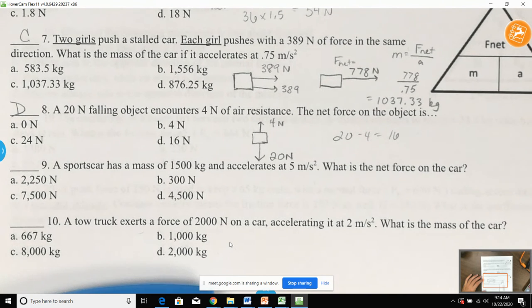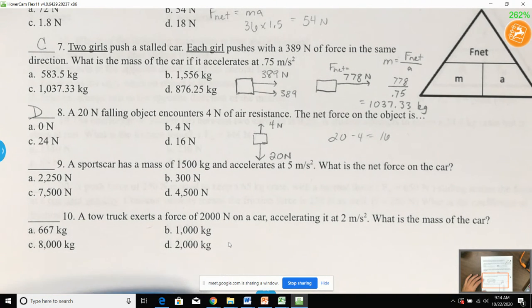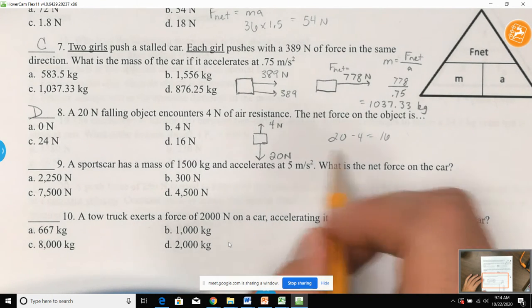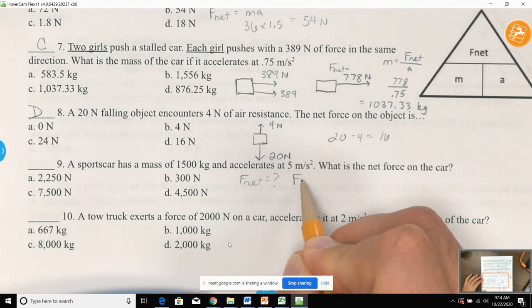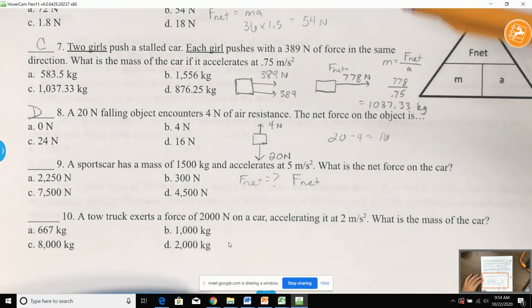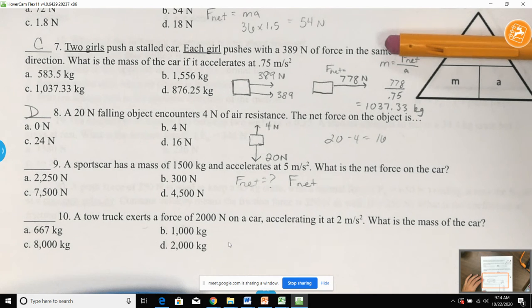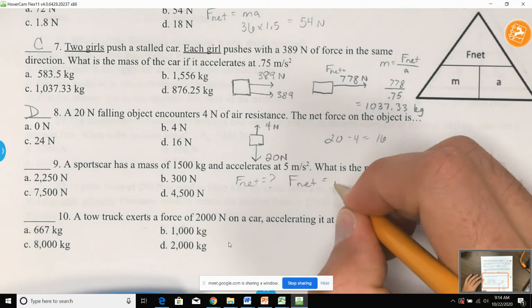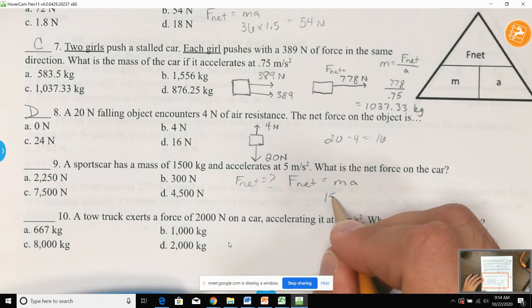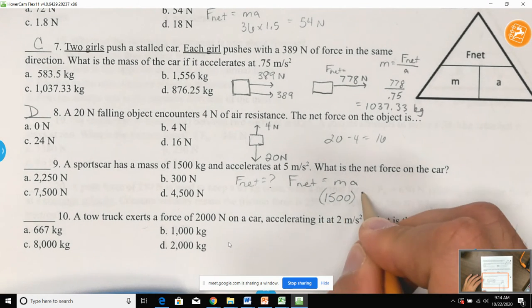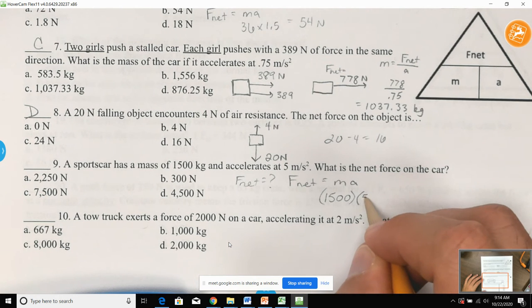Okay, number 9, we get a sports car. The sports car has a mass of 1,500 kilograms, and it accelerates at this rate. What is the net force? So F net is our question mark. Cover up F net in the triangle, and that's going to tell us to multiply mass times acceleration. If they're next to each other, you multiply. Do we have both of them? Heck yeah, we do. So we're going to just plug it in and chug it out. 1,500 times 5.